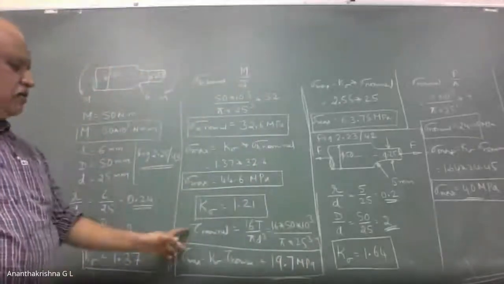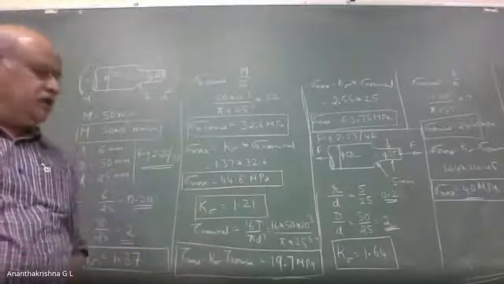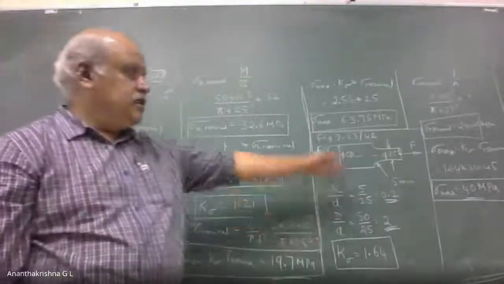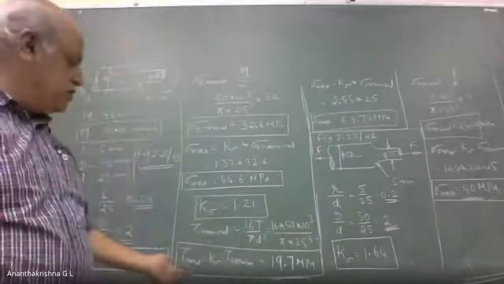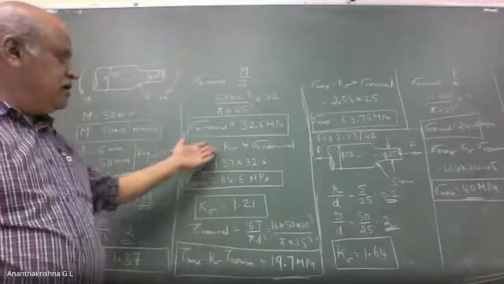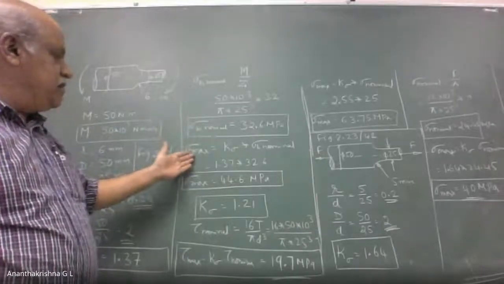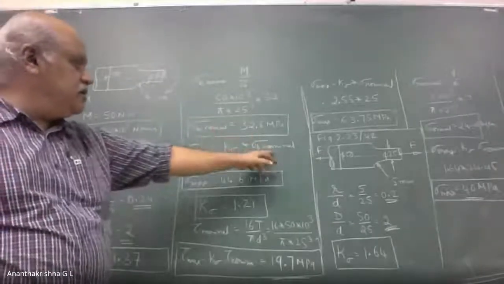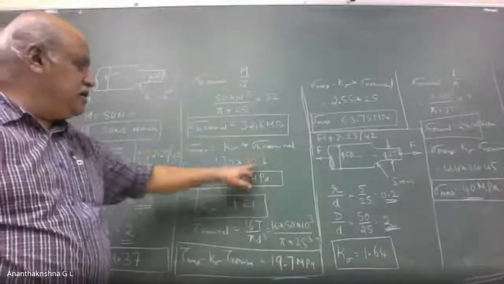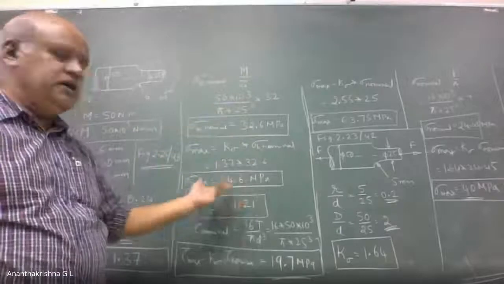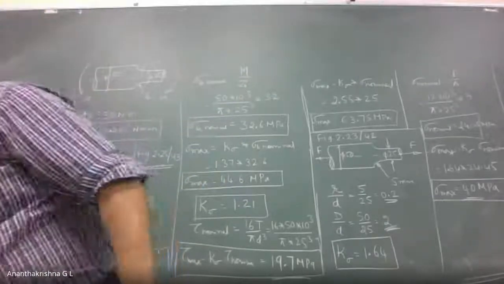You can straight away go to tau max equal to K tau and then substitute tau nominal here itself and get the final answer. You need not find out nominal and maximum stress separately. You can straight away go to sigma max is equal to K sigma into sigma nominal, and wherever sigma nominal is there, substitute the M by Z equation values directly over here and get the value of maximum stress.